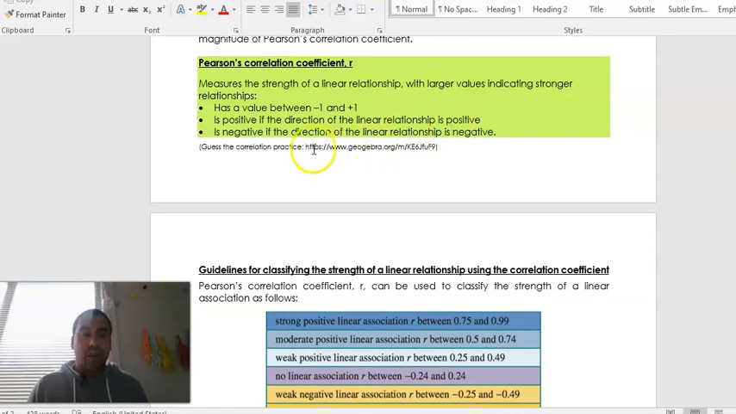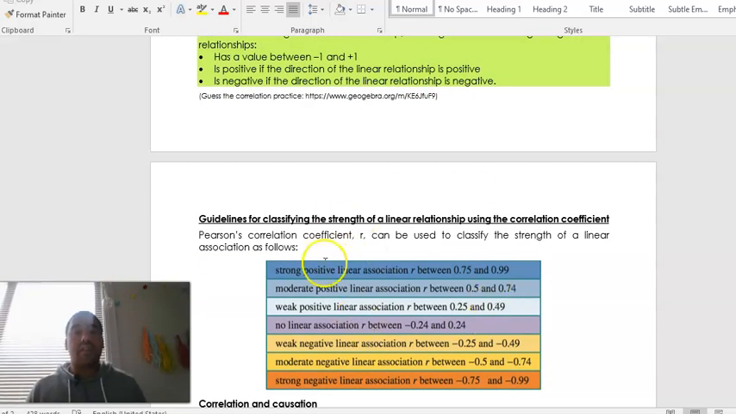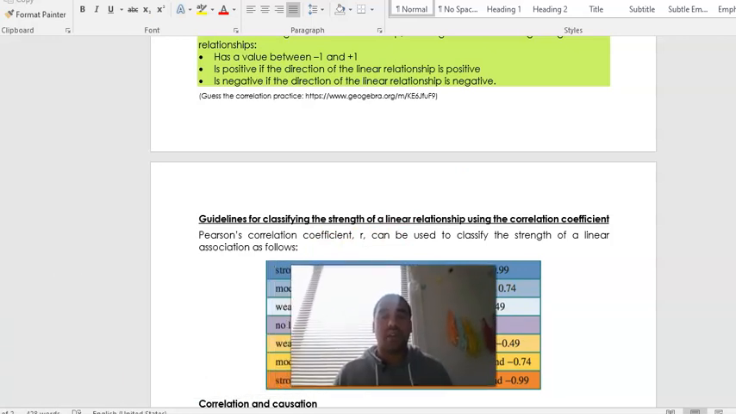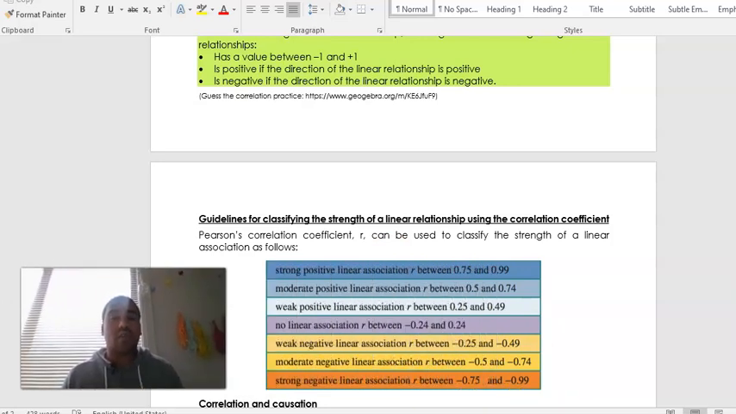Now there's a little website here, Guess the Correlation Practice, through this GeoGebra website. You're more than welcome to visit that. For now, this chart right here, where my face is on top of right now, is very important. Whenever you have anything to do with Pearson's correlation coefficient and it asks you to describe it, you will be referring to this chart.